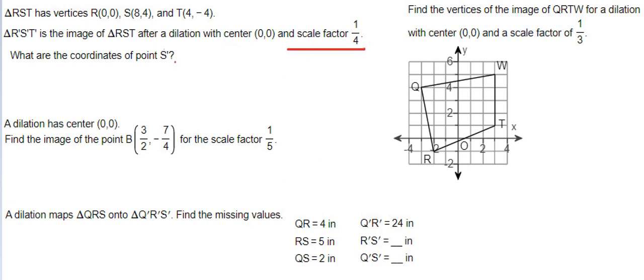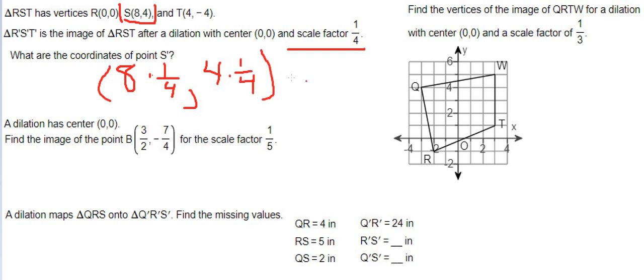So what are the coordinates of point S with a little apostrophe? It means S prime. That means what's the outcome of S when it's the new point. So we just take the point of S, which is 8 comma 4, and we multiply each of those by 1/4. So it's just 8 times 1/4, comma 4 times 1/4, and 8 times 1/4 is 2, and 4 times 1/4 is 1, and that's our answer.